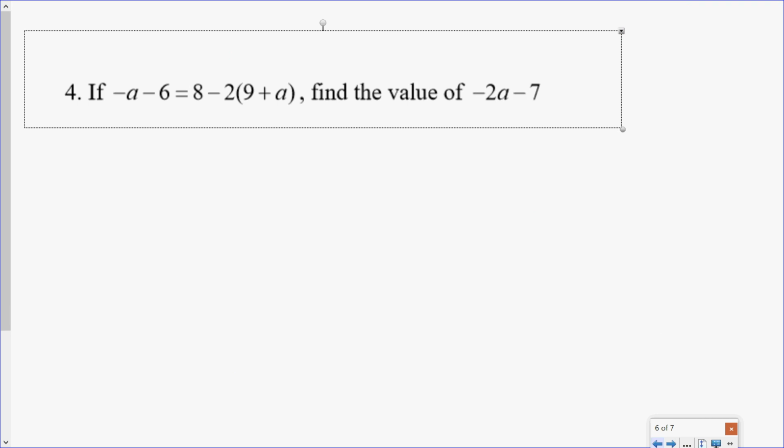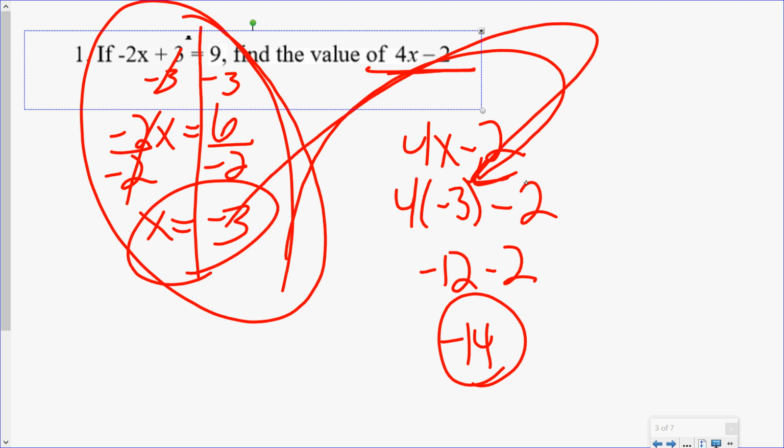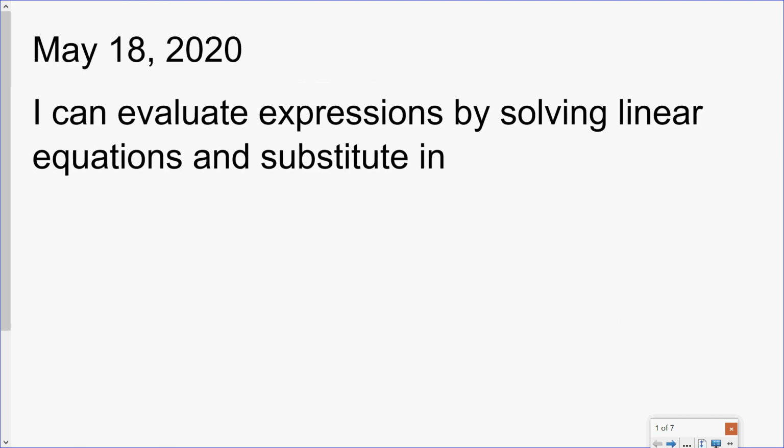So we did number 5, we did number 1. Again, we're solving it. Once I get my answer, I'm substituting into the expression. That's it. It's a very, very short lesson, but it comes up on the SAT quite a bit. So let's make sure we get it right.